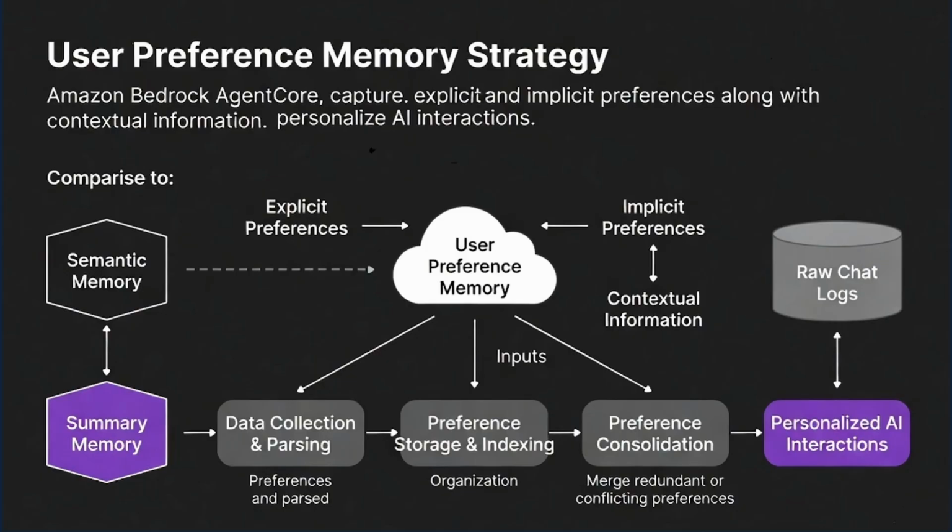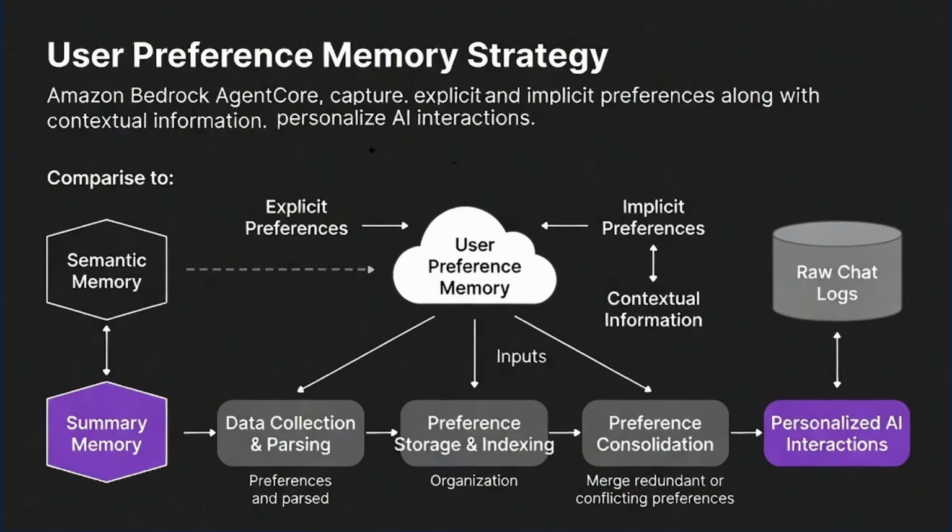On the right, implicit preferences and contextual signals flow in too. Maybe the agent notices you always pick the cheapest flight, or you only chat after 8 p.m., or you thumbs up every response that uses emojis. All of that gets intelligently parsed and stored.